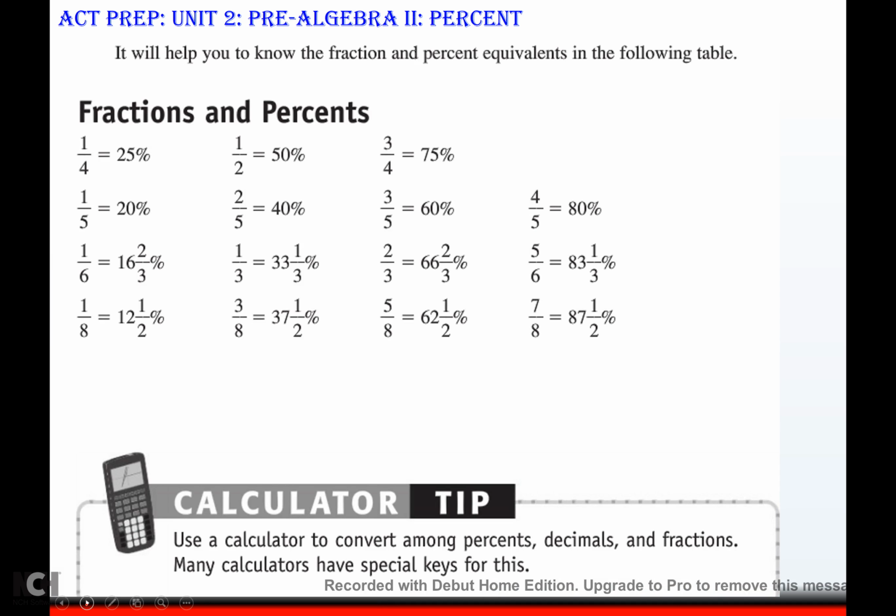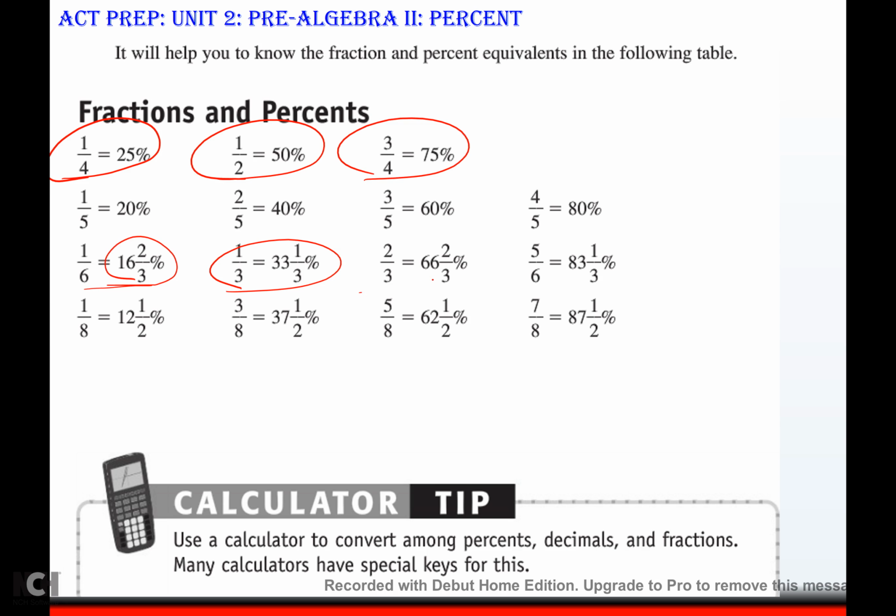All right, so fractions and percents. It will help you to know the fraction and percent equivalents in the following table. 1/4 is 25%. I don't have all of these memorized. The ones I know for sure are 1/4, 25%, that's very, very common. Obviously a half is very common. 3/4 is very common. Your fifths, not so much. Your sixths, you'll see those a lot. Okay, 1/6 is 16 2/3, or 16.6 repeating. 1/3, 2/3, 5/6. You really should memorize these, at least the quarters and the thirds. Those are pretty common. Fifths and eighths, not so much, but there they are.